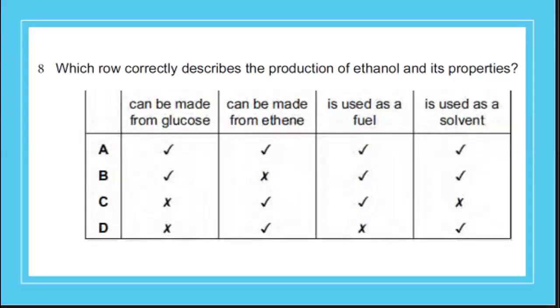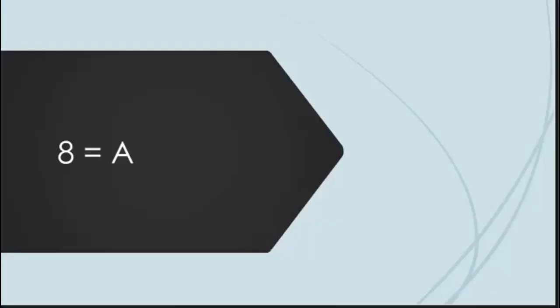Next question. Question 8. Which row correctly describes the production of ethanol and its properties? Now, ethanol can be made from glucose. That is correct, so it's either A or B. It can be made from ethene. Yes, that is correct. It is used as a fuel. Yes, it is used as a fuel. And it is used as a solvent. Yes, it is used as a solvent. So the answer that has all of these is A as in apple. Let's see what they tell us. They tell us the answer is A as well.